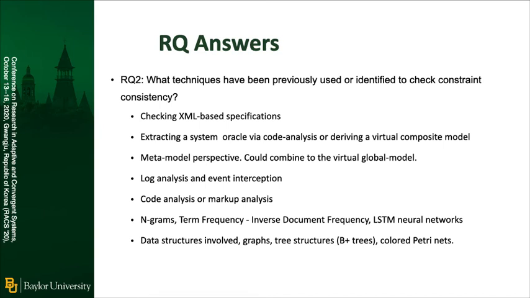Next question, what techniques have been used in the constraint consistency? So XML specifications, extracting system oracle from code analysis and deriving some sort of composite model. Meta model perspective, again, building some virtual global model. So this is perhaps the direction that we should be moving forward to. Not only code analysis, but also log analysis and event interception is important here. And maybe looking at the joint perspective is another important direction. So besides code analysis, log analysis is important as well.